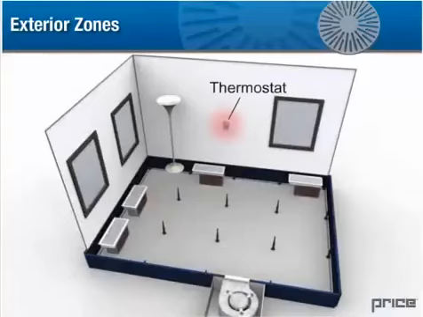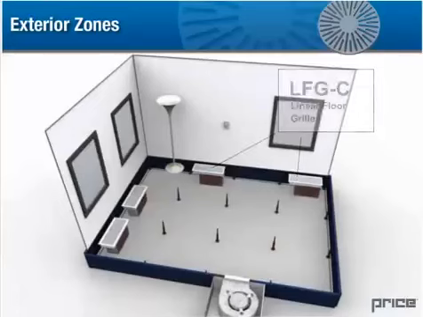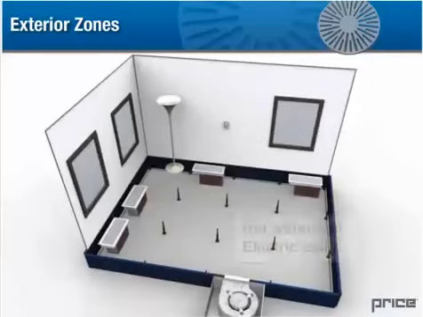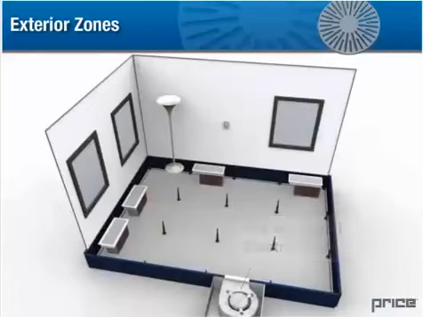This terminal unit is controlled by a thermostat located in the zone, increasing or decreasing the supply of airflow in response to the thermostat signal to satisfy the demand. Non-ducted linear outlets, model LFGC, are used to discharge air into the control zone. Supplemental heat, if required, is provided by a hot water coil or electric coil on the terminal unit.